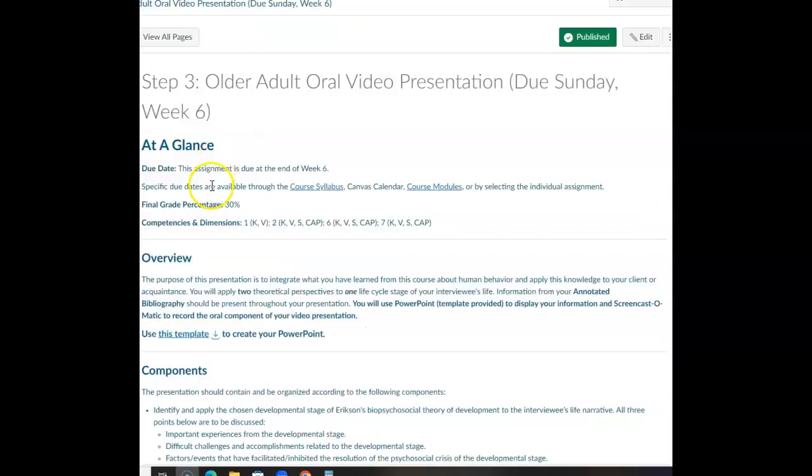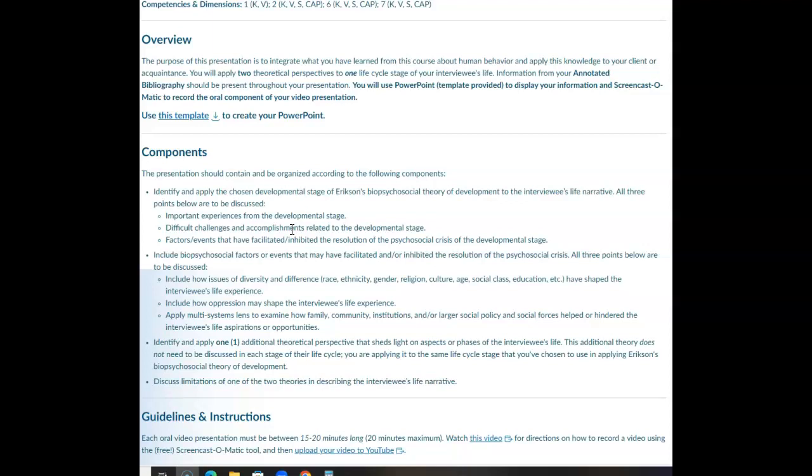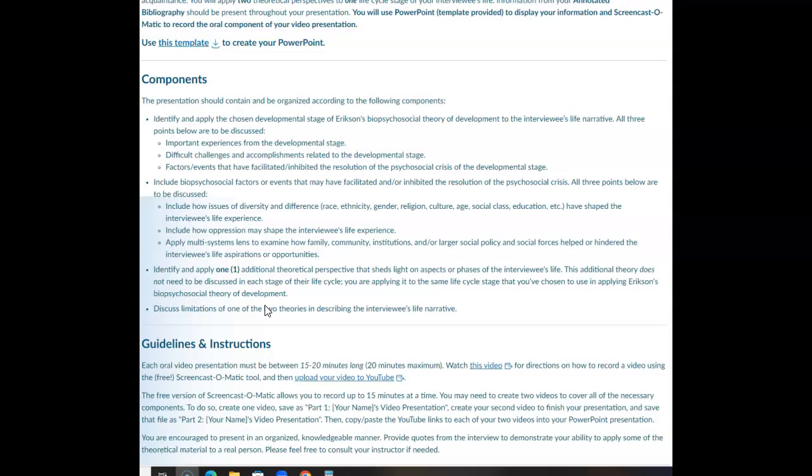week 5. The final part of the assignment is the oral video presentation, which is due on the Sunday of week 6. The purpose of the presentation is to integrate what you have learned throughout the course to your particular interviewee. You are to apply 2 theoretical perspectives to 1 life cycle. Okay, so here are the components, right? The presentation should contain and be organized according to the following components, okay? In addition, you want to make sure that you use Screencast-O-Matic and upload your video to YouTube.